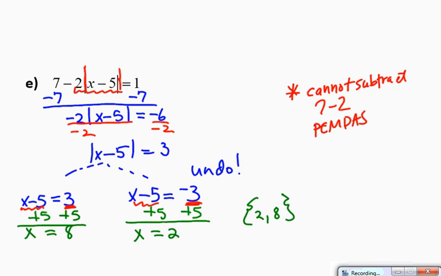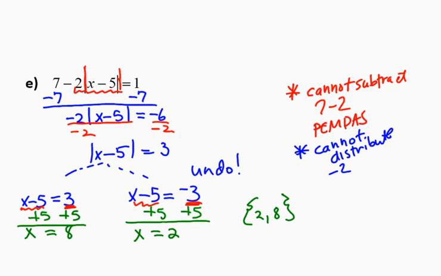I want to say one more thing. I want to go ahead and add over here and just put that second star and say cannot distribute the negative 2 through.